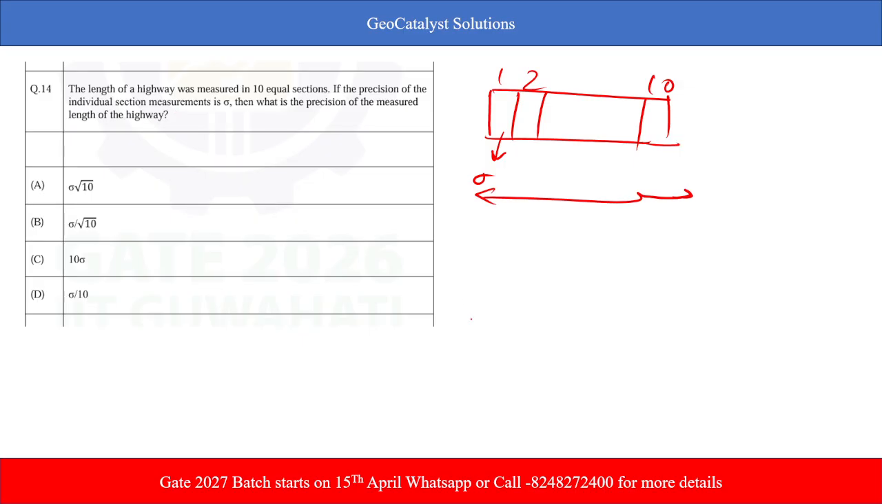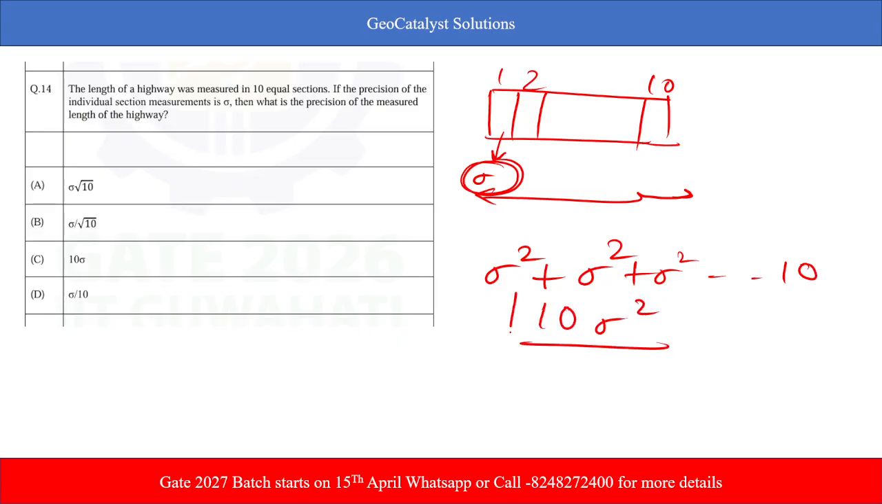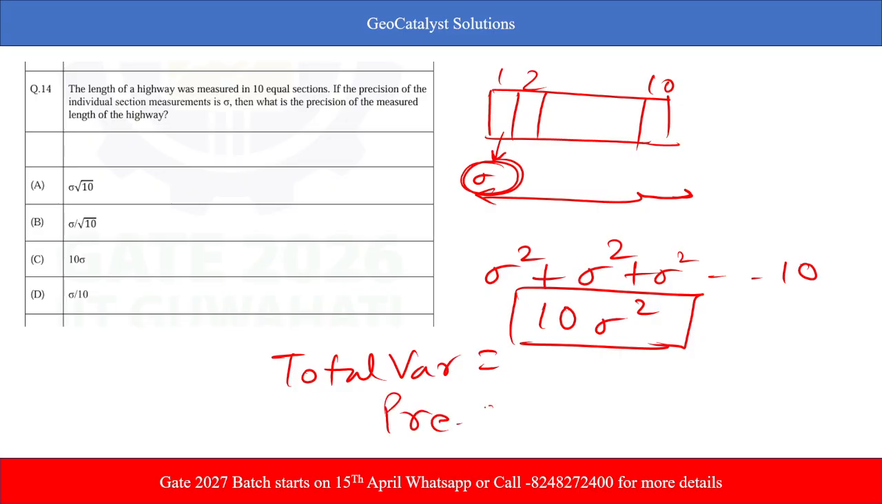So in total, the precision doesn't remain constant. We have discussed this in engineering math classes. Variance we can add, not sigma; sigma we can't add, variance we can add. Like this for 10, 10 sigma square will be the sum for the highway. So total variance is 10 sigma square, and we have to find precision, that is standard deviation. So how much will it be? Root of 10 sigma square, so that is sigma root 10. So this will be the answer.